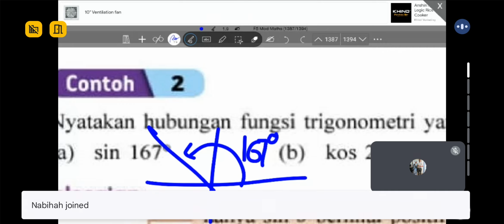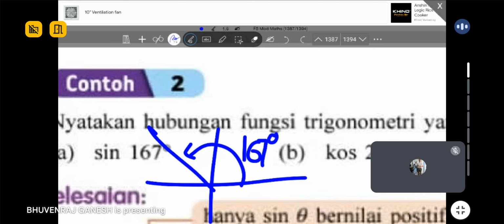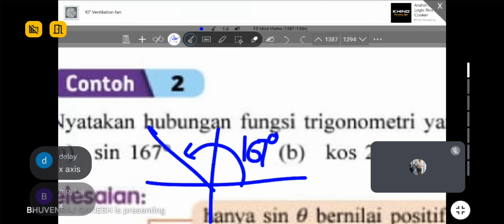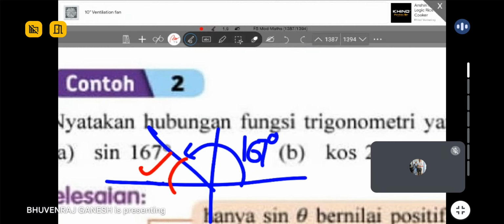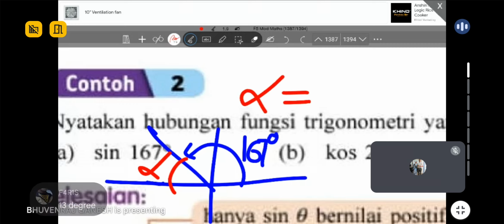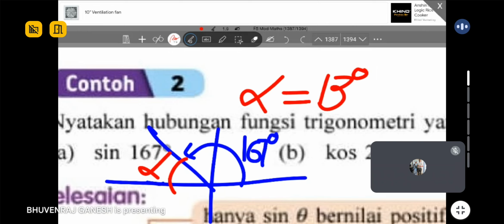Bagi satu perkataan saja. Keyword. It should stick to the, melekat pada, yes, x-axis. So means that your reference angle is this one. Ini adalah sudut rujukan. So guys, can you all count for me? What is your alpha? Apa nilai kamu? Alpha value. You should get 13. Correct? Alpha sama dengan 13. Yes, 13 degree.